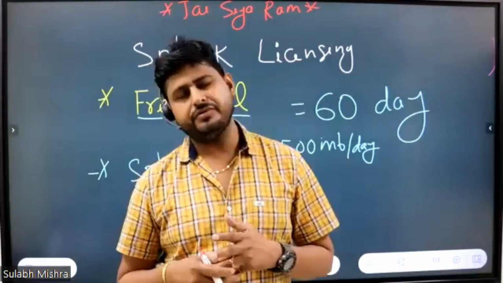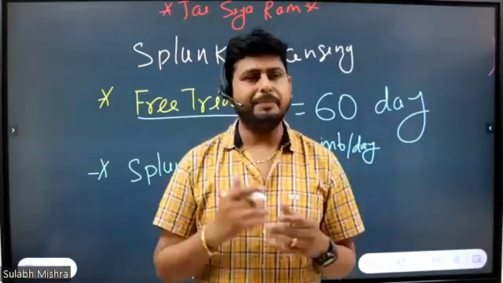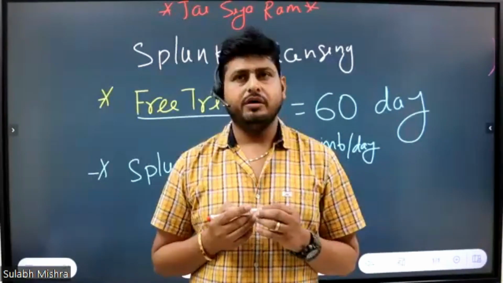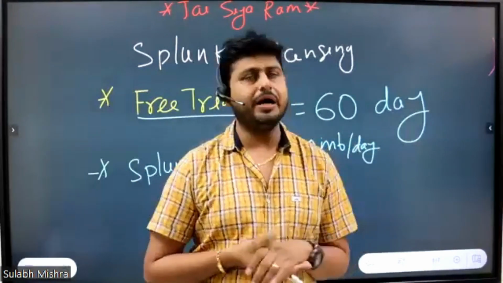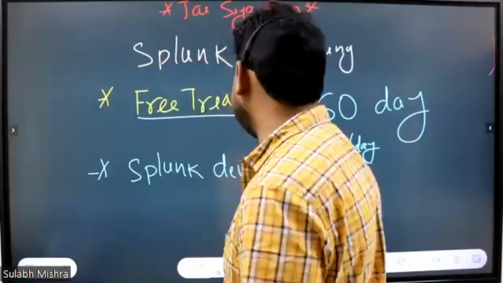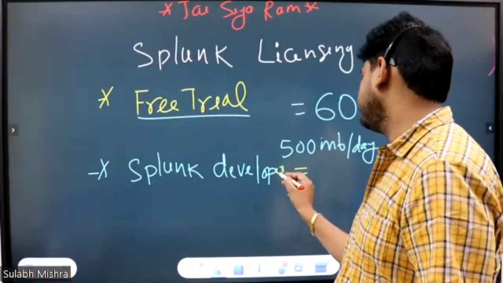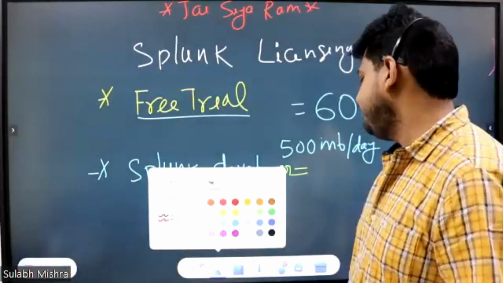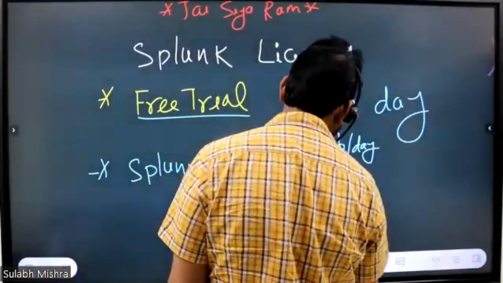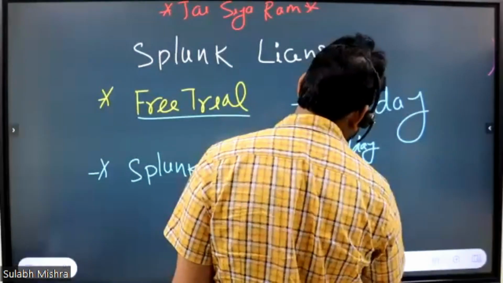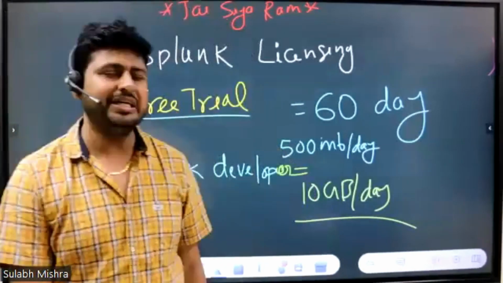Just to give some kind of freedom for developers to develop applications which you can publish in the Splunk store, which will be used in Splunk. So Splunk gives a free license for developers that we call the Splunk developer license. If you request a Splunk developer license, it gives you 10 GB per day. Anybody can request this license. You can easily get it, right?